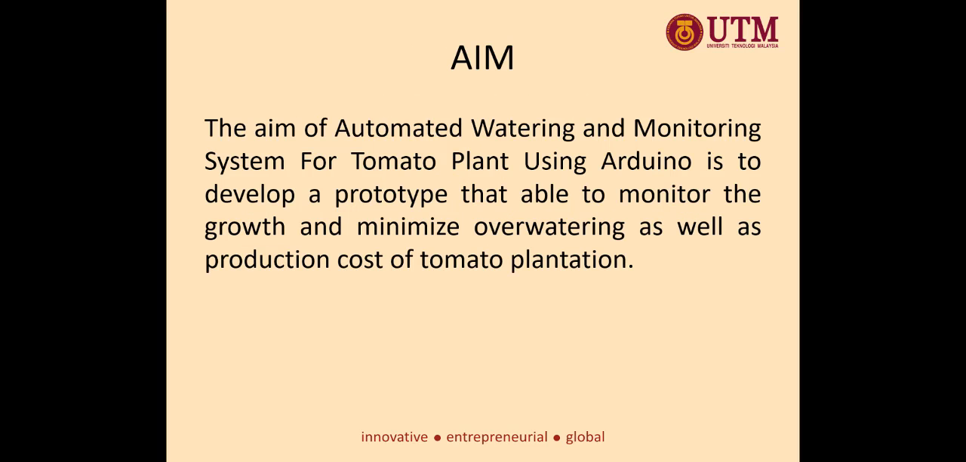The aim of this Automated Watering and Monitoring System for Tomato Plant using Arduino project is to develop a prototype that is able to monitor the growth and minimize overwatering, as well as the production costs of the tomato plant.